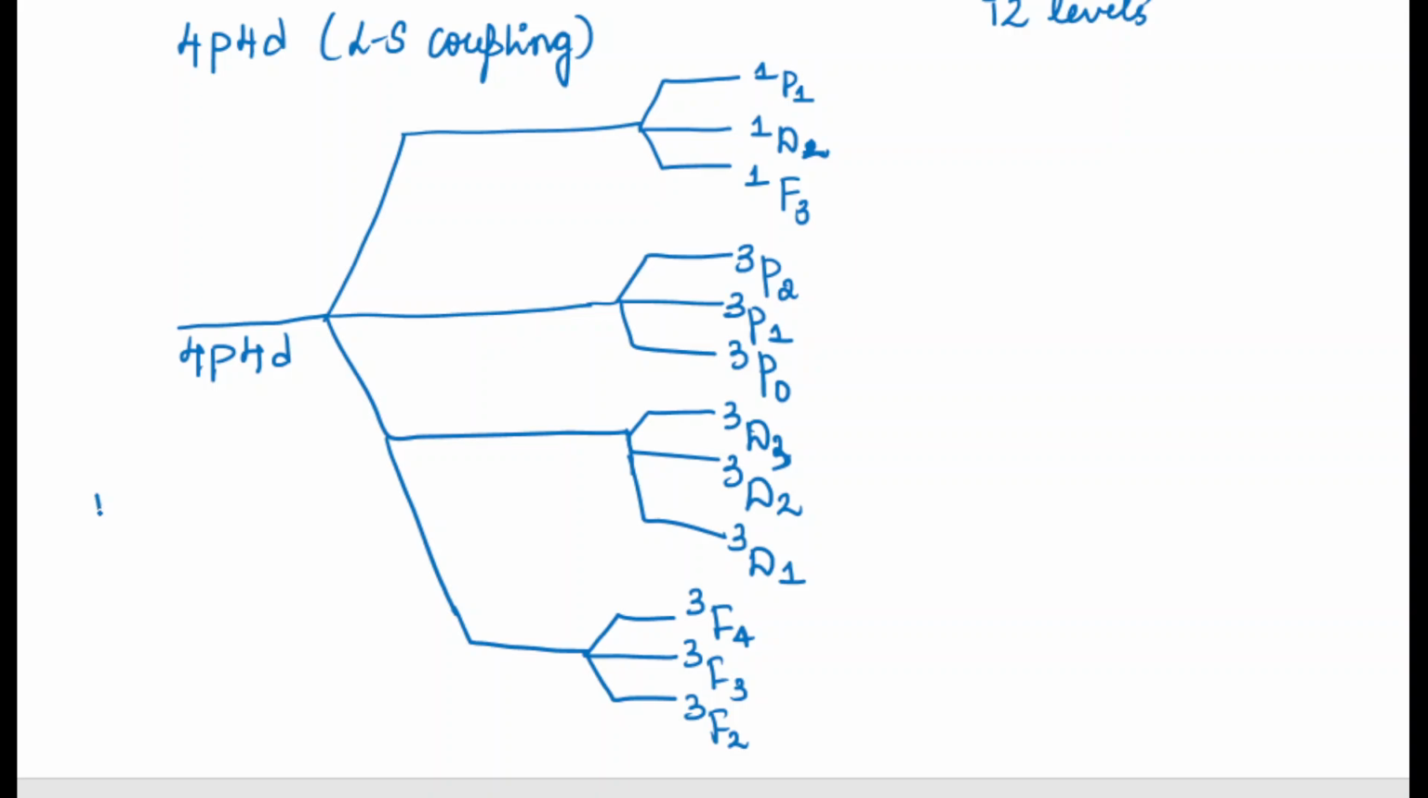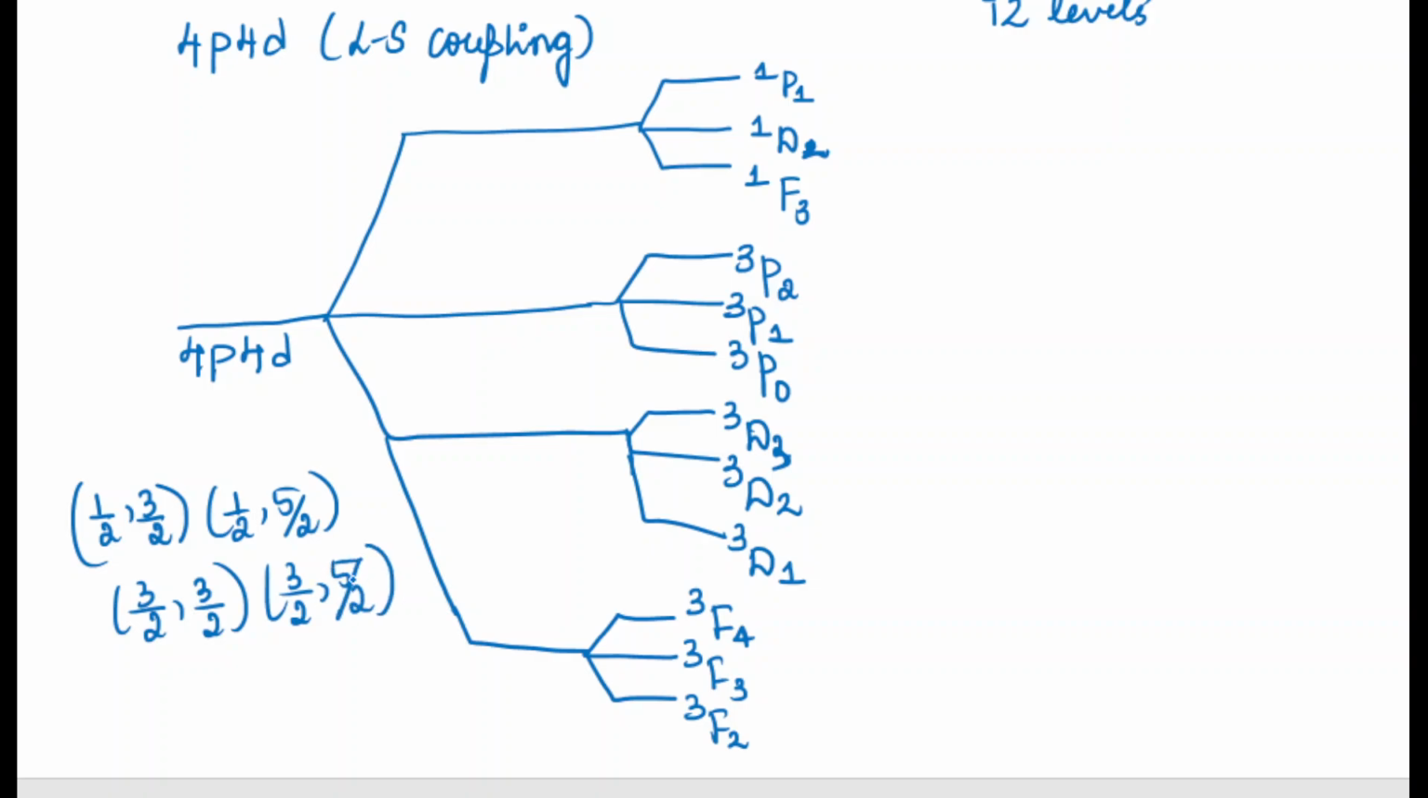So it will be 1/2, 3/2, and we have 1/2, 5/2, and we have 3/2, 3/2, and we have 3/2 and 5/2. Now concentrate here. This is the LS coupling. With reference to LS coupling, I'm going to draw the JJ coupling. Now how the JJ coupling looks, we will see now.